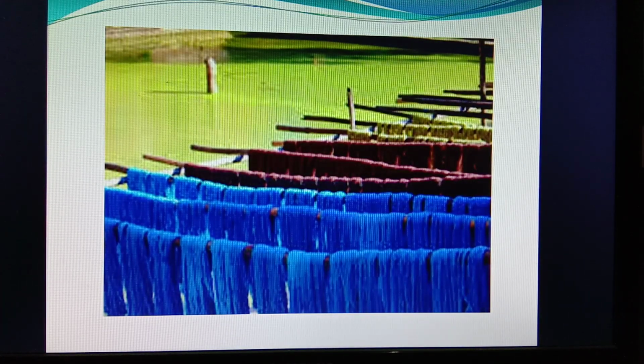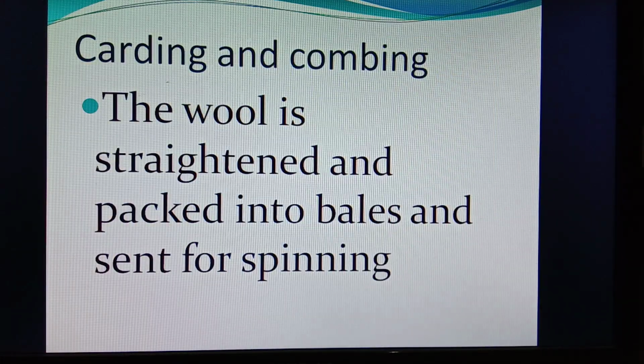After drying, the wool is weighed and packed into bales and sent to the mills for spinning. We have learnt about the process of spinning, but before spinning, wool has to be carded and combed. That is, it has to be straightened before packing into bales.